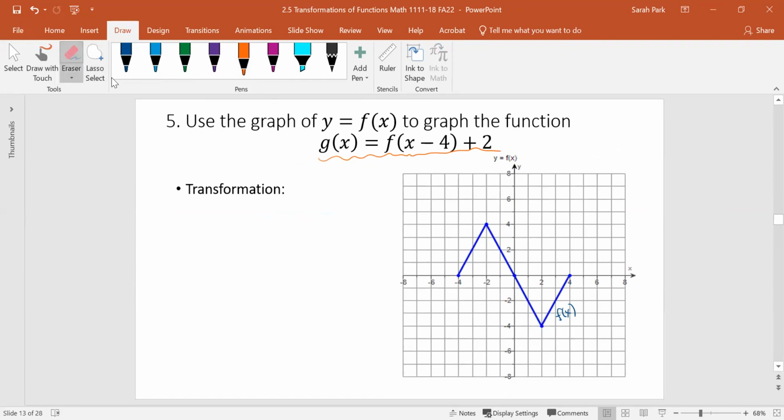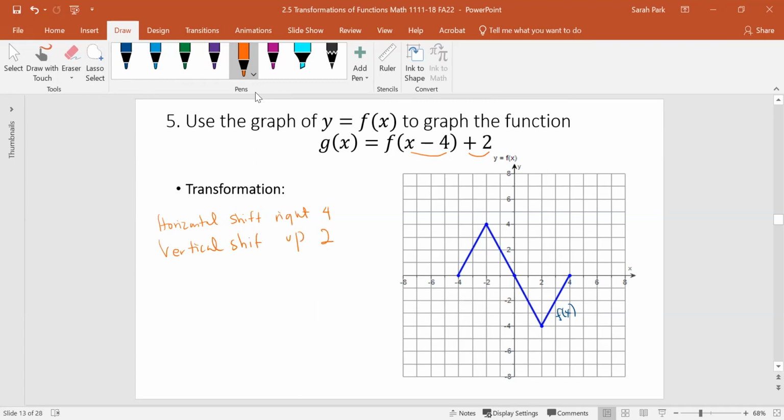So if we look at f of x minus 4, because it's inside, this is going to be your horizontal shift, right 4. So it's on the inside. And this plus 2 on the outside, that's going to be your vertical shift up 4. Oops, it should say up 2. Sorry, that's a mistake. Up 2. We would take each point and move it right 4 and up 2.